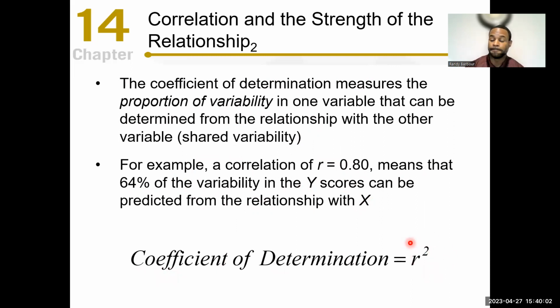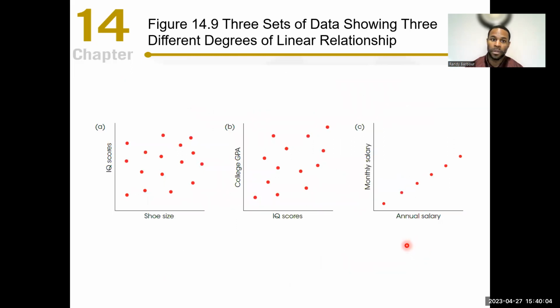Okay. Here are, again, different degrees of linear relationship, right? So again, we look at IQ scores and shoe size, and the R squared for this one is going to be really, really low because, again, there's really no correlation whatsoever here, right?